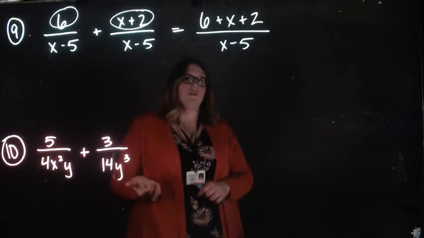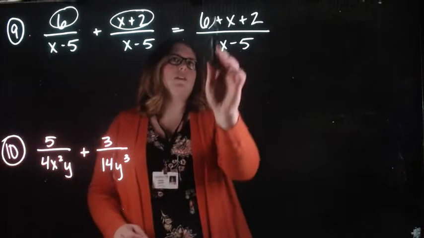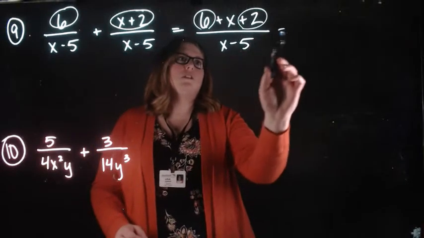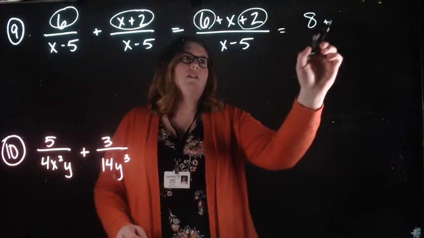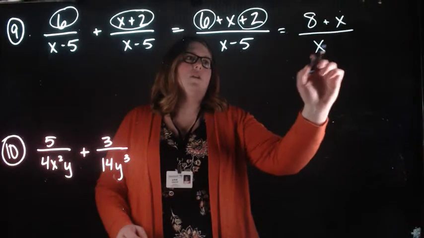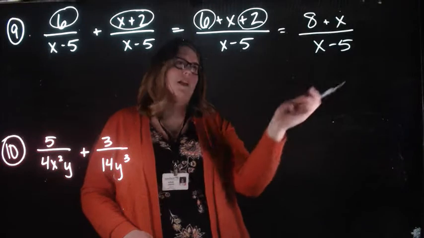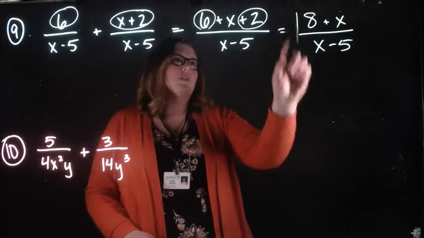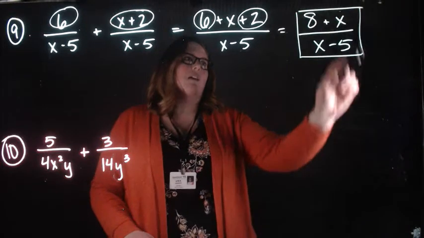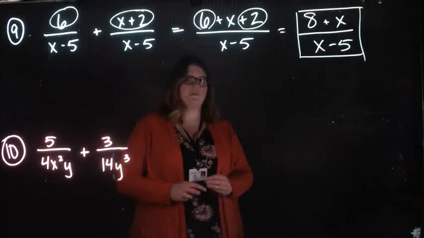I see two whole numbers. We can combine this 6 and positive 2. 6 plus 2 gives us 8 plus x over x minus 5. We can't combine 8 and x, and we can't combine x and negative 5. So this is just our final answer, 8 plus x over x minus 5.